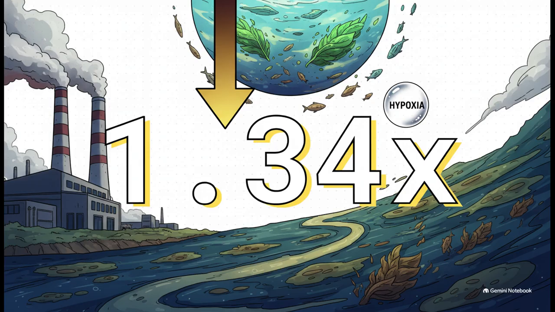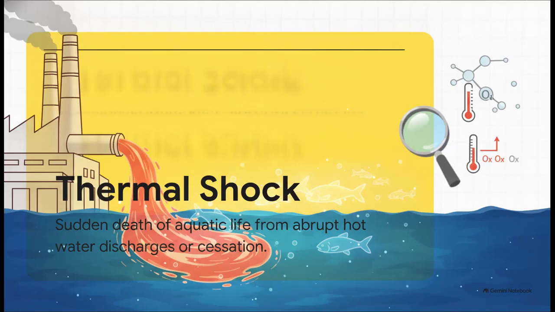Now, why does that actually matter? Well, chlorophyll is how we measure phytoplankton, which is the literal foundation of the aquatic food chain. When you knock out the foundation, you create a state of hypoxia. The water simply cannot support life anymore. And that brings us to a specific, often overlooked mechanism of death in our waterways: thermal shock.